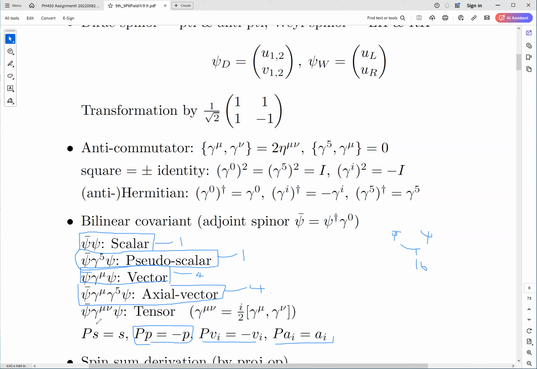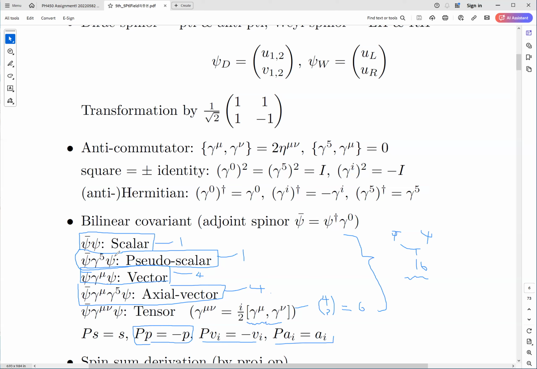And finally, there are the tensors, which are insertions of the commutation relation of gamma mu and gamma nu. There are 6 combinations, so there are 6 degrees of freedom. So the total degree of freedom becomes 16.